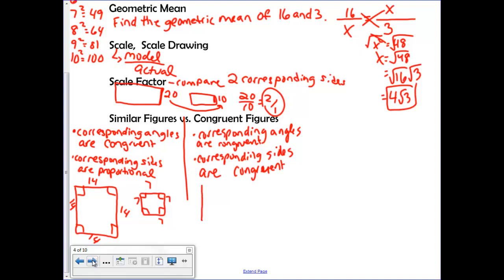So check this out. Let's go 30 degrees, 60 degrees, and 90 degrees. It's a 30, 60, 90 triangle, isn't it? The angles are congruent. The sides also must be congruent if they're congruent figures. So if this is 7, this is 14, and this one is 7 square root of 3. They're congruent because everything is exactly the same. Sides are the same, angles are the same.